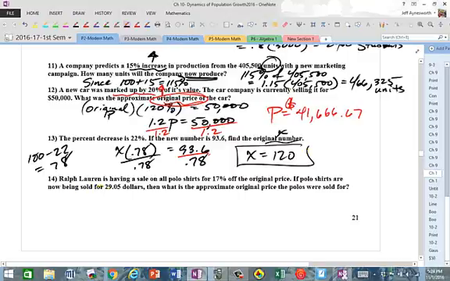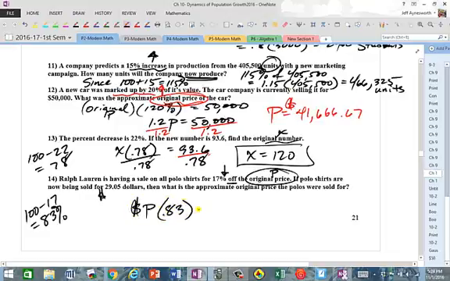Okay, last problem. Ralph Lauren is having a sale on polo shirts for 17% off. That's a decrease of the original price, which is unknown. The polo shirts are now being sold for $29.05. So 100 minus 17, let's do this one right, is 83. So we have to pay 83% of that because it's marked off. So the original price, we take 83% of it, or 0.83, and that equals the new selling price, $29.05. So whatever the original price P was, it better be bigger than 29.05.